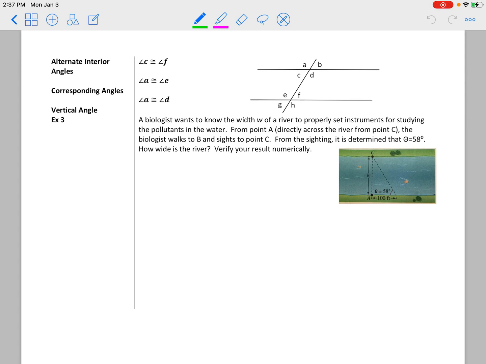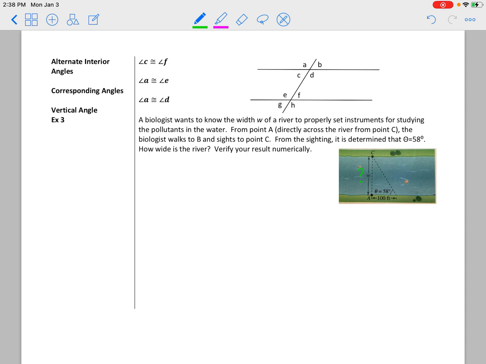All right, so we have a word problem here. A biologist wants to know the width of a river, to properly set instruments for studying the pollutants in the water. From point A directly across the river from point C, the biologist walks to point B and sights to C. And the sight is determined to be 58 degrees. How wide is the river? Verify your results numerically. Okay. So we're looking for that.